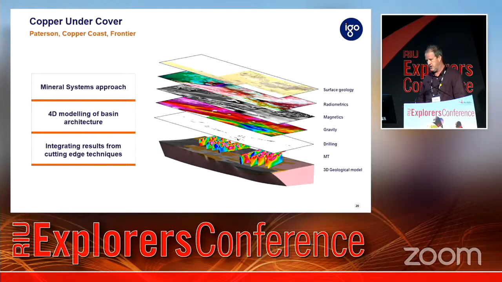We've got the Patterson. We've also got this thing called Copper Coast in South Australia, and then another project called Frontier in Greenland. But we're basically taking a mineral system approach, building up the data sets we need to get a geological understanding of these terrains before we go in and drill. So we're collecting a lot of geophysical and geochemical data, and then a lot of thinking time by the geologists to build 3D or 4D conceptual models of basin architecture and start generating drill targets.